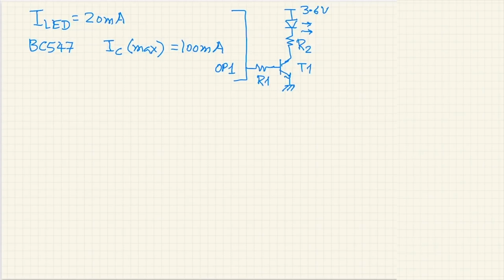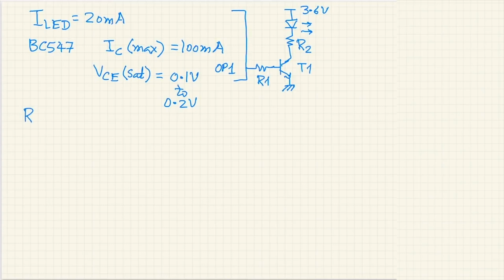Apart from the maximum collector current that the transistor offers, we also have to look at the data sheet to find out the collector-emitter saturation voltage, VCE SAT, because that is going to come in this loop in the calculations for the value of R2 and subsequently for the value of R1. For BC547, the saturation voltage is typically in the range of 0.1 volts to 0.2 volts. So now we have to calculate the value of R2.